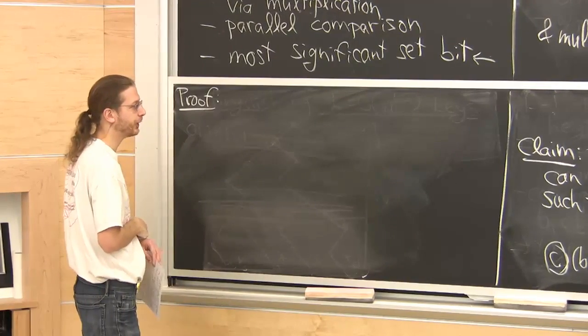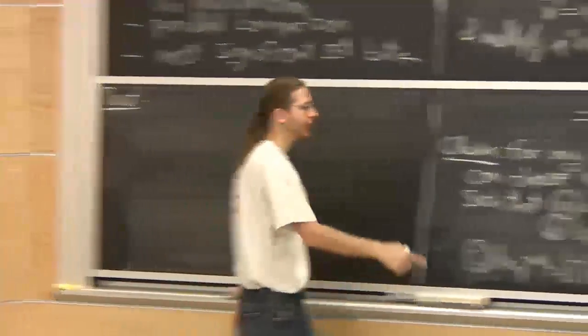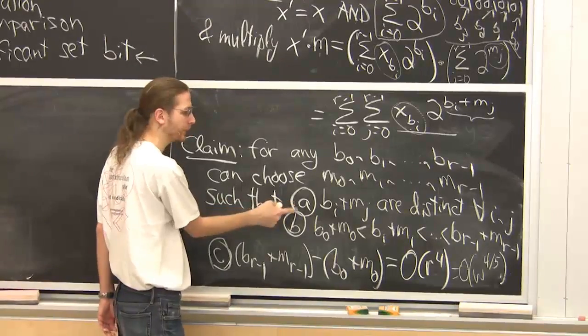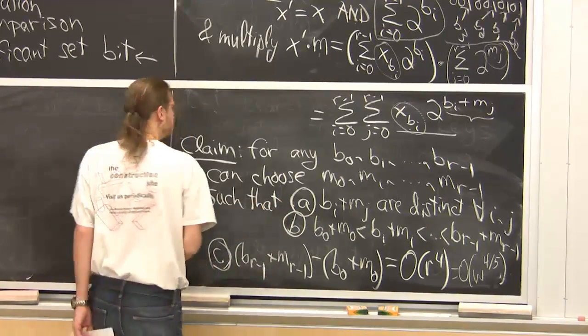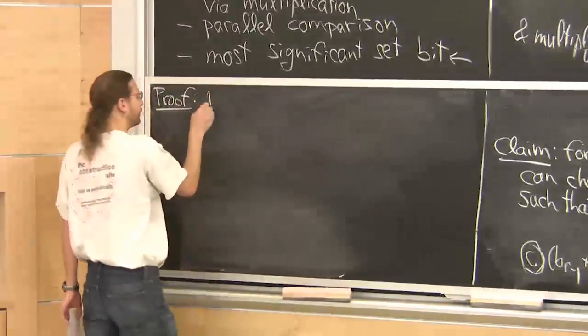Proof happens in 2 steps. First thing I'm going to worry about is just getting these guys distinct. Then I'll worry about the order property. So here's how we get them distinct.